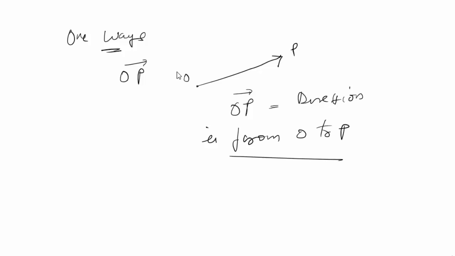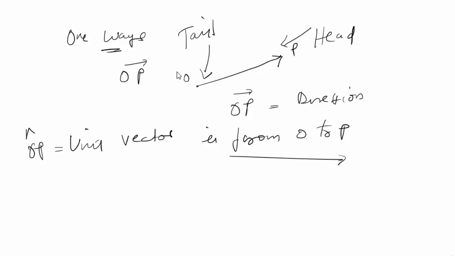When I say the direction is from O to P, the direction will be given by a unit vector OP dash, which is equal to the unit vector. And this is my tail, and the direction in which the vector is moving is known by my head. So the OP vector, which is moving from O to P, can be represented by simply an arrow, with O as a tail and P as a head. So that's how you represent a vector.